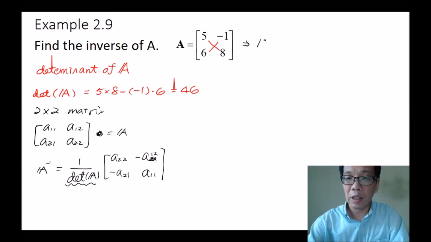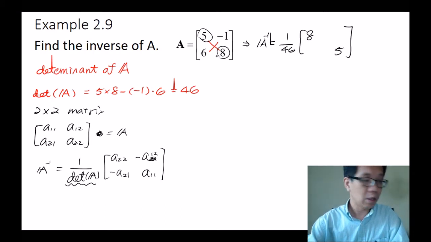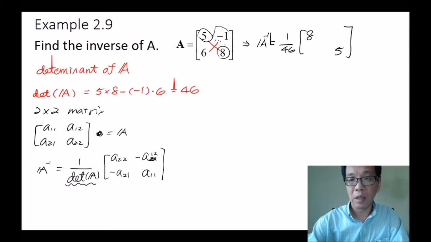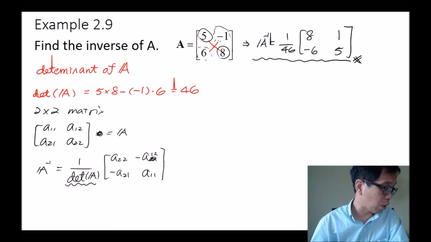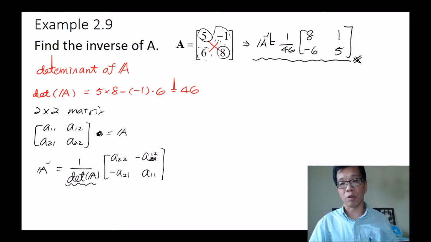Then A matrix inverse is going to be 1 over 46, and we're going to swap those two items and make the inverse of this column, this and this one. So it's going to be 1 and negative 6. That would be the answer, which is the same as what we did a few minutes ago. Okay, should be pretty straightforward.